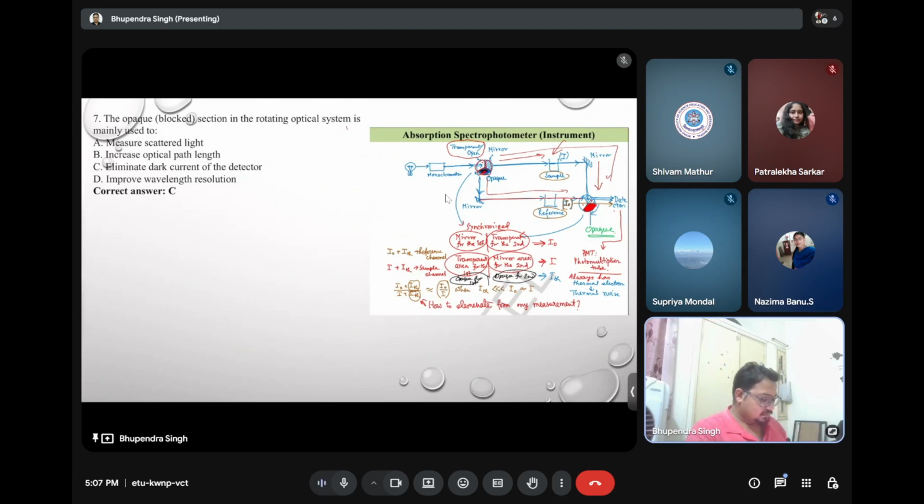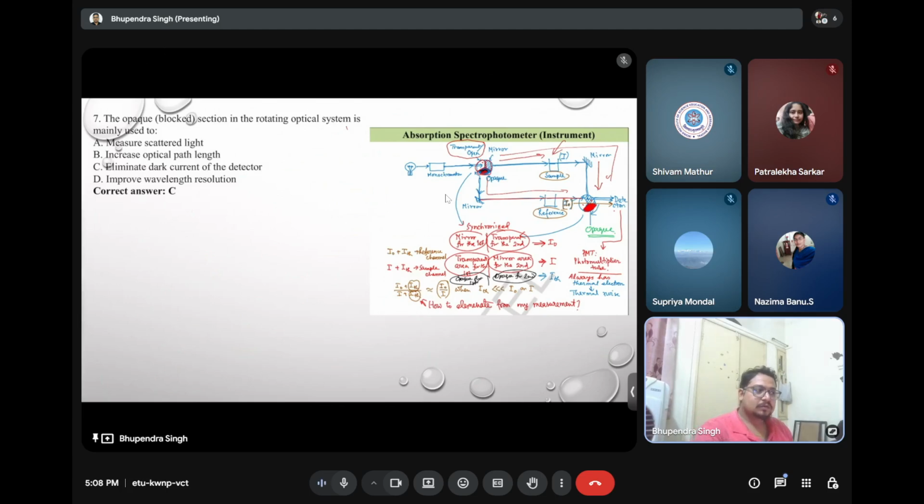Okay, fine. So basically, these opaque sections are present in this rotating disk to eliminate the thermal noise, or the dark count, I would say, of the detector. So when both of them are opaque, the detector will still detect some count. It will give you some absorption. Let's say this is for an absorption spectrophotometer, with a detector like a PMT detector or any other detector.